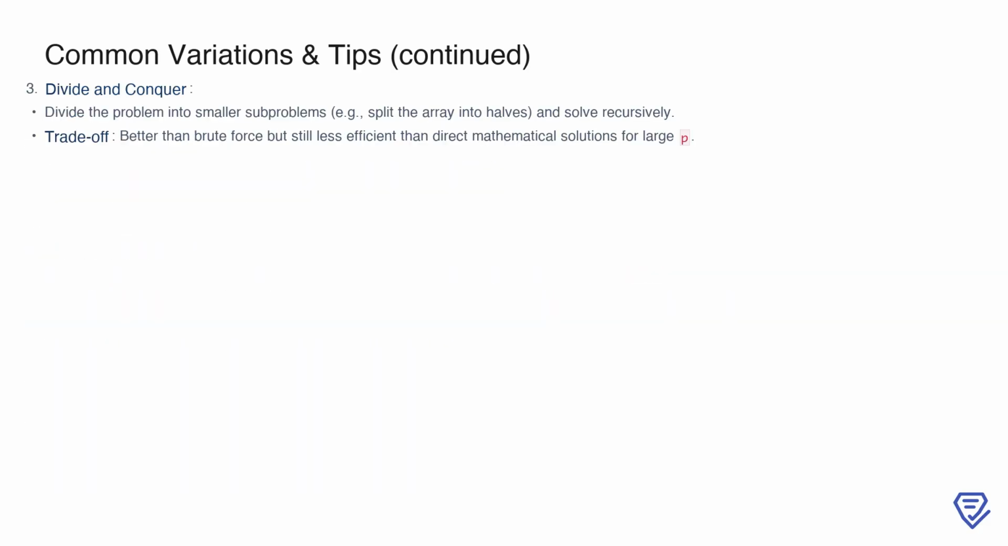Divide and conquer is another strategy to consider. This involves breaking the problem into smaller, more manageable subproblems. For example, you might split the array into halves, solve for each half recursively, and then combine the results. While divide and conquer is generally more efficient than brute force, it's still less optimal compared to direct mathematical solutions, especially when dealing with very large values of p. This is because even recursive solutions can introduce unnecessary overhead when a more elegant mathematical approach exists.